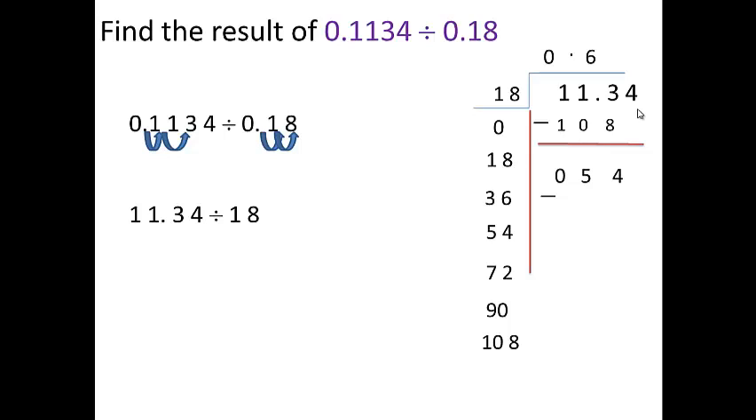Looking for 54. Where is 54? Yes, we have here 54. At which digit? Count 0, 1, 2, 3. We will write up 3. 54 minus 54, we have ended the problem. And our quotient is 0.63. 0 means 0 wholes. There is no whole in our answer.